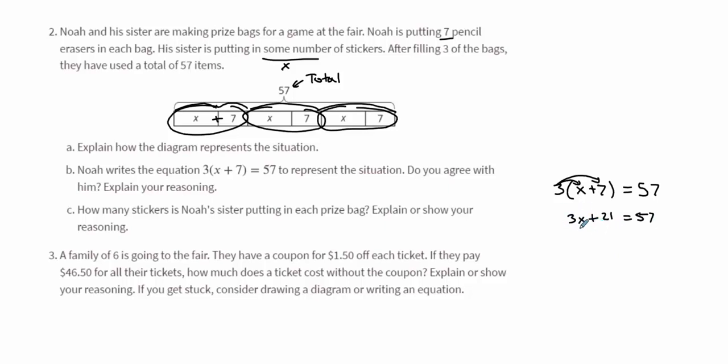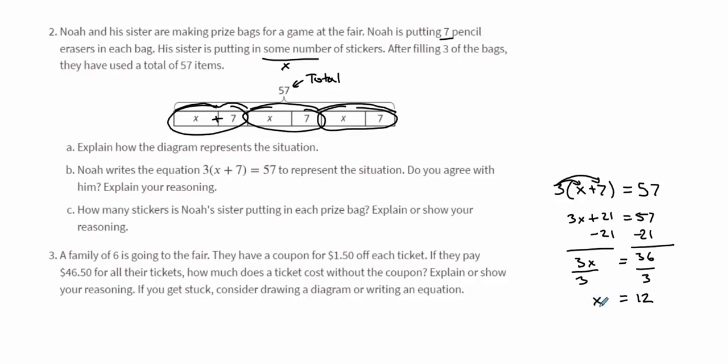So I want to get the x's by themselves, so I'm going to subtract 21 from each side of the equal sign. So I end up now with 3x is equal to 36. Divide by 3. Divide by 3. So 1x is equal to 12.